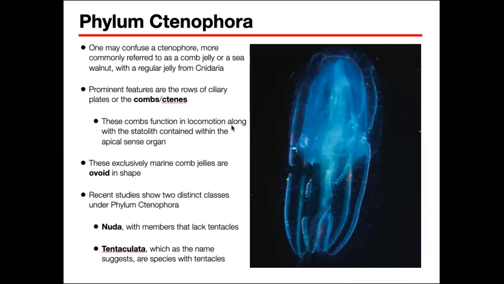Other textbooks would term this one as combs, and it functions for locomotion along with the statolith, no, in the apical sense organ. This statolith is helping the organism to maintain balance in the water column, just like the otolith of fish. Okay, para mura na siyang scale that's embedded actually in the anterior portion of comb jellies. And they are usually ovoid, they are exclusively ovoid in shape as shown here. Okay?